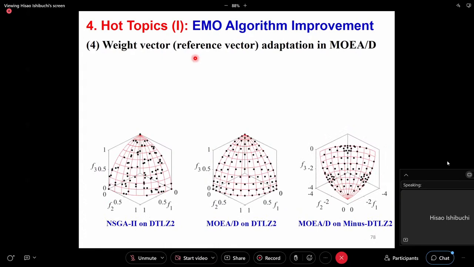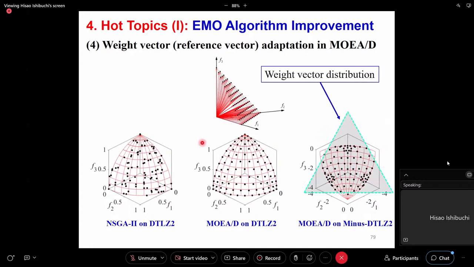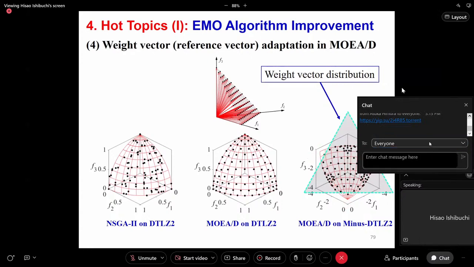And another topic is weight vector adaptation. As I have already explained, by using uniformly distributed weight vectors, we can obtain a very nice solution set, as shown in the figure in the middle. However, using uniformly distributed weight vectors is not good when the Pareto front shape is totally different from the weight vector distribution. The weight vector distribution is triangular. However, in the right-hand side case, the Pareto front is an inverted triangle.